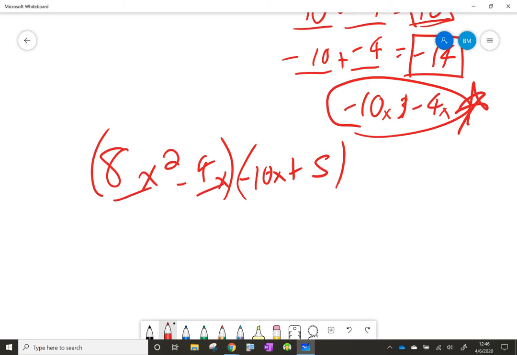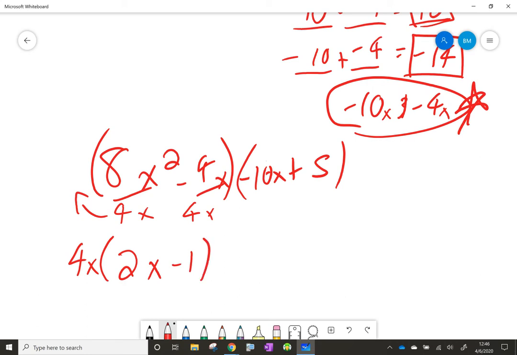The first group, they both have x's in it, and 8 and 4 are both divisible by 4, so I can factor out 4x. So if I factor out 4x, 8 divided by 4 is going to leave me with 2, and x squared divided by x will leave me with a single x. And the last part, 4x divided by 4x is negative 1. Since it's the same on top as it is on bottom, that whole thing is just 1, so minus 1.